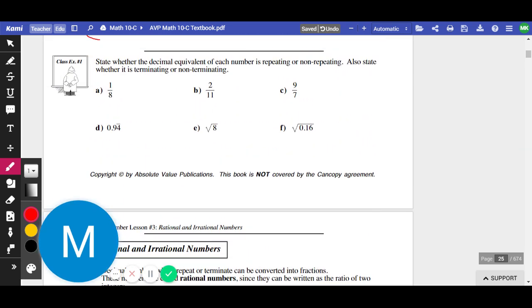We're going to convert these to decimals, okay? And we're going to classify them as repeating or terminating for each of them. So let's start off with 1 over 8. 1 over 8, I put in my calculator, I get 0.125.